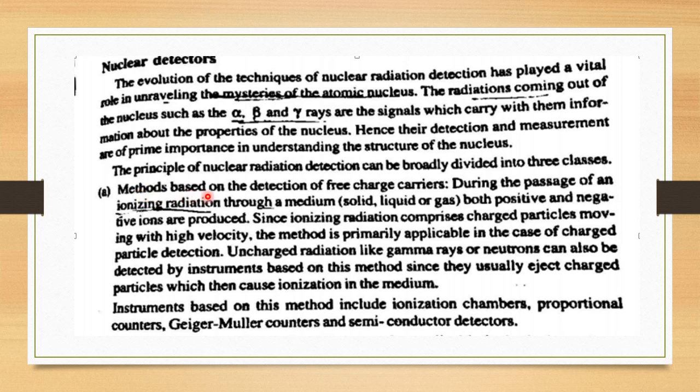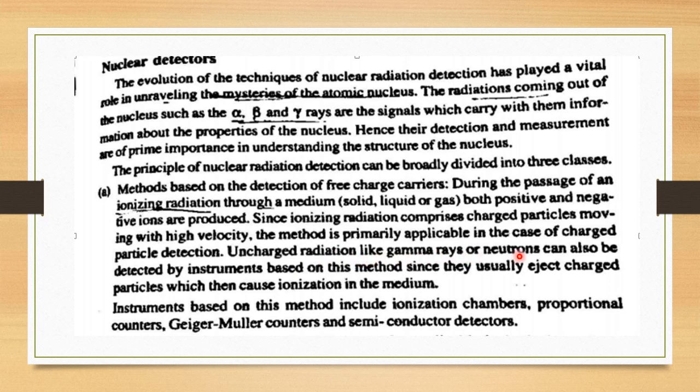The first one is methods based on the detection of free charge carriers. By detecting the free charge carriers, we are analyzing our nuclear radiation. During the passage of an ionizing radiation through a medium, which can be solid, liquid or gas, both positive and negative ions are produced. Since ionizing radiation comprises charged particles moving with high velocity, the method is primarily applicable in the case of charged particle detection.